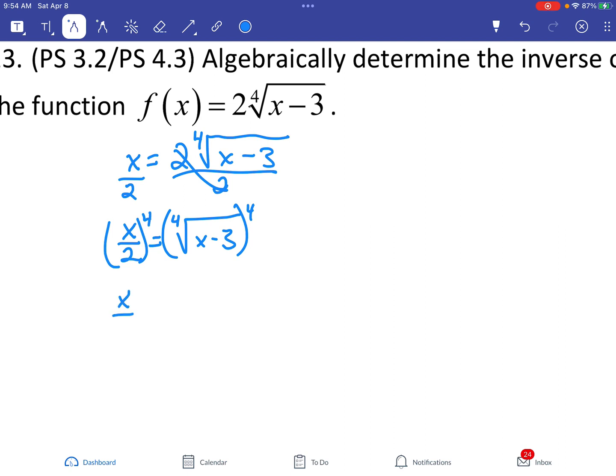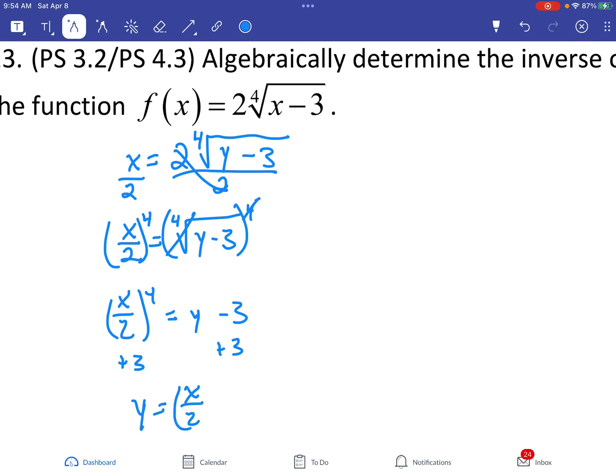So we have x over 2 to the 4th power. The radicals and the exponent go away. We have equals x minus 3. And the last step would be to add 3 to both sides. Oh, I made a mistake. Didn't catch it. You should all be wise. All right. So now I have y is equal to x over 2 to the 4th power plus 3.